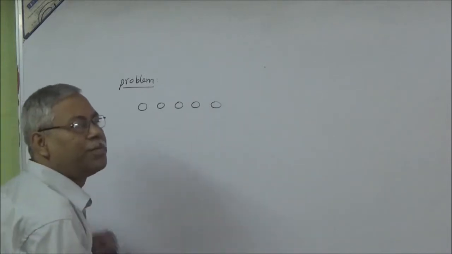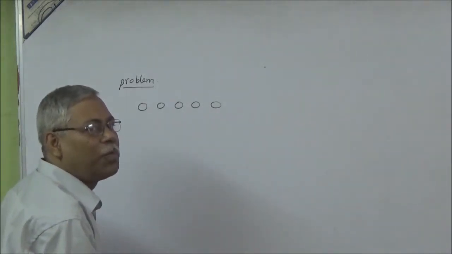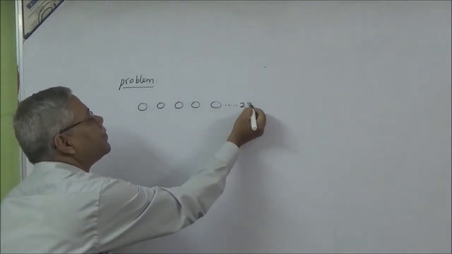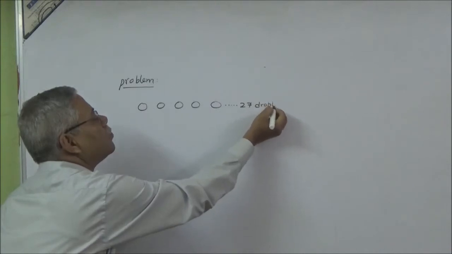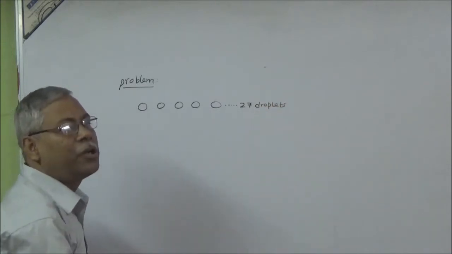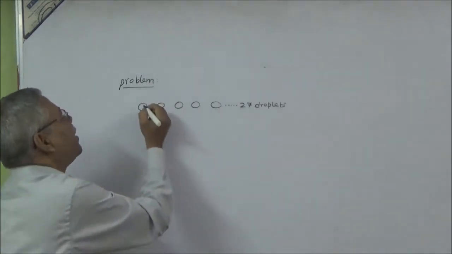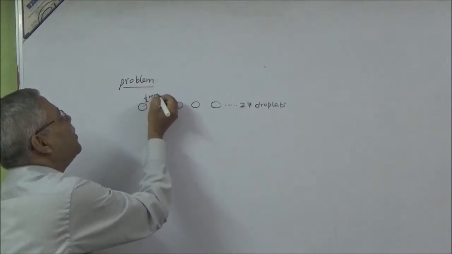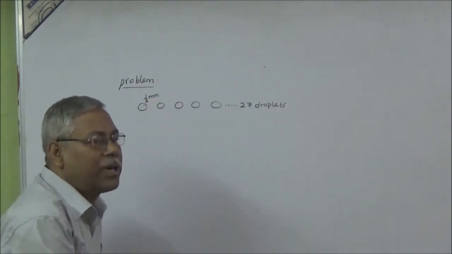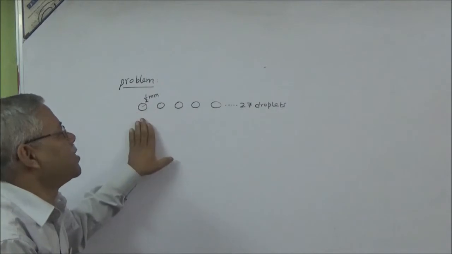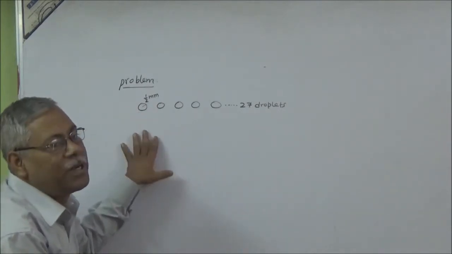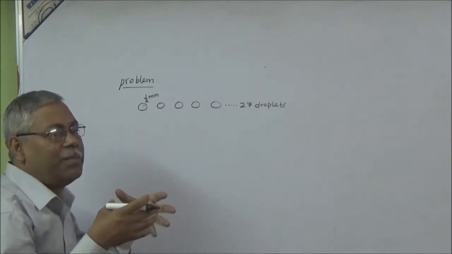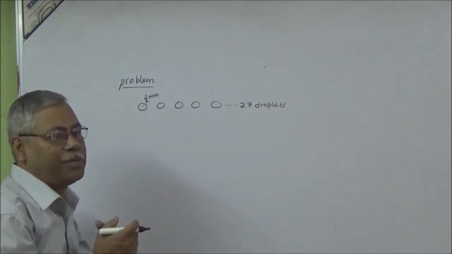These are droplets of mercury. There are 27 such droplets, and the radius of each droplet is half millimeter. These mercury droplets come together and form a big droplet.